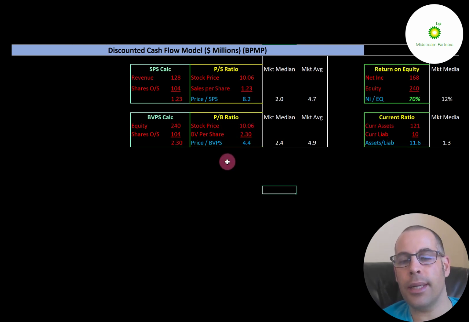Price to book is a little high as well. The median is 2.4, the average is 4.9. Price to book is stock price over book value per share. To calculate book value per share, that's equity over shares outstanding. I like to see below 3.5, they're at 4.4. So investors are paying $4.40 for $1 of book value. Equity is total assets minus total liabilities on the balance sheet.